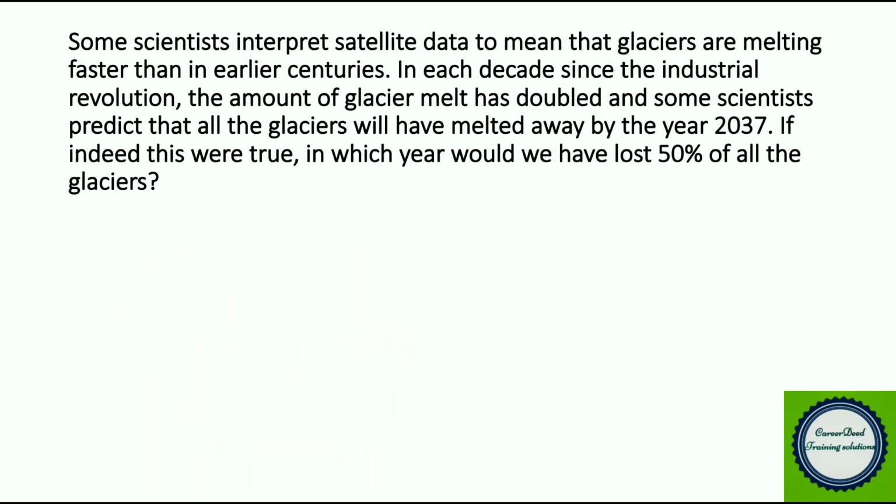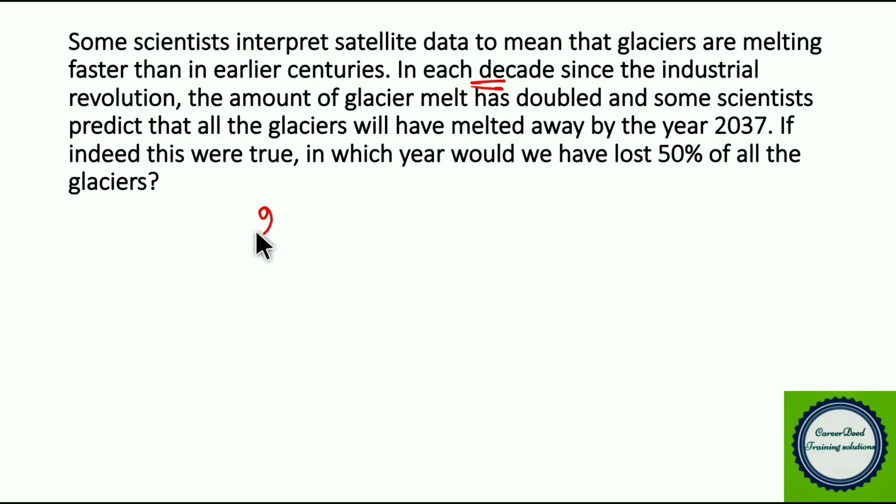Some scientists interpret satellite data to mean that glaciers are melting faster than in earlier centuries. In each decade since the Industrial Revolution, the amount of glacier melt has doubled, and some scientists predict that all glaciers will have melted away by the year 2037. If indeed this were true, in which year would we have lost 50% of all glaciers?